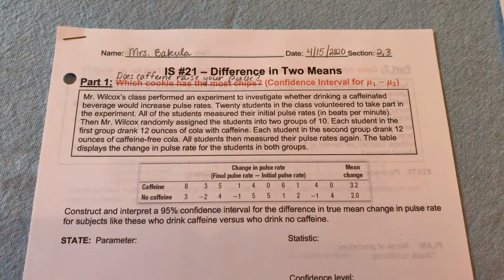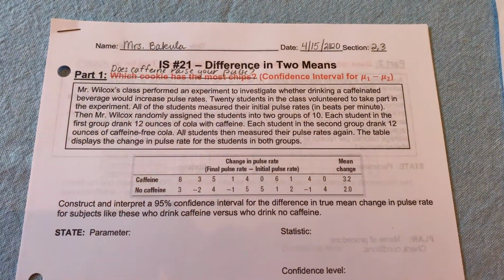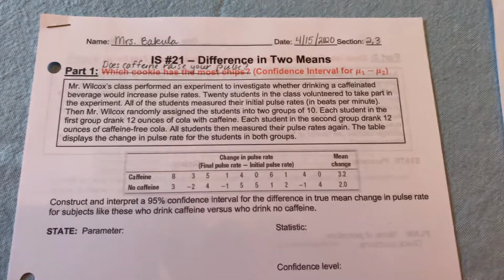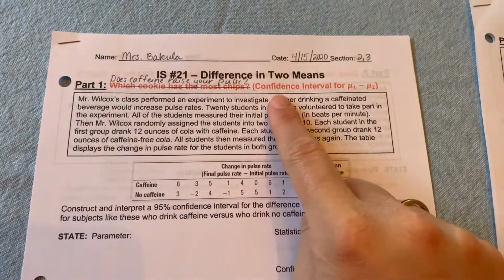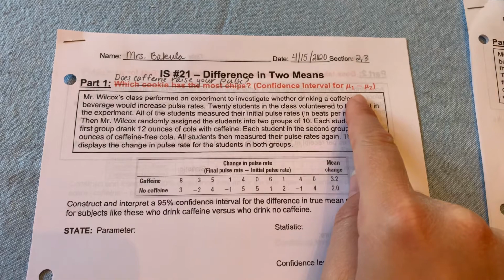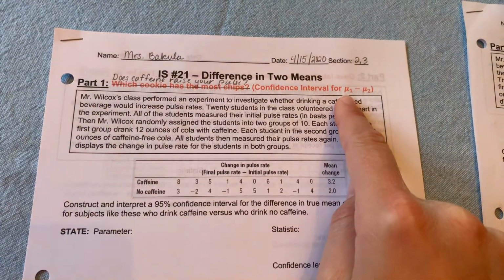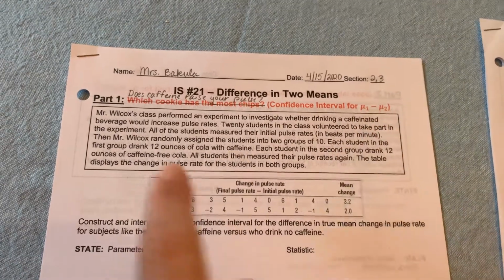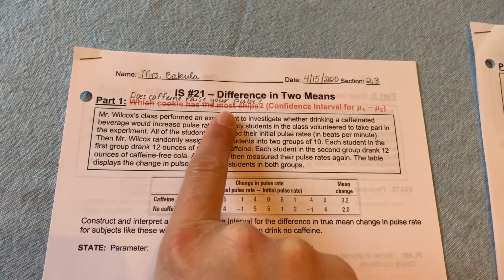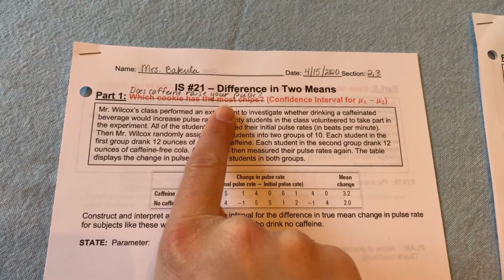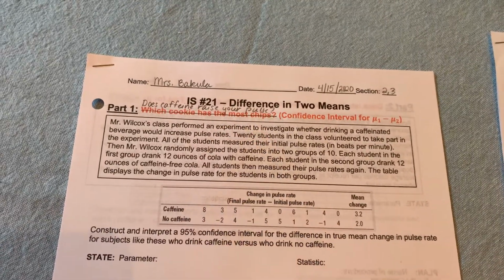Okay, so we're going to get started here on part 1 of IS number 21, again about a difference in two means. We're going to start with confidence intervals for mu1 minus mu2, so the mean for the first group minus the mean for the second group. And I changed the question here. It'll be updated on your notes, but it should say, does caffeine raise your pulse?